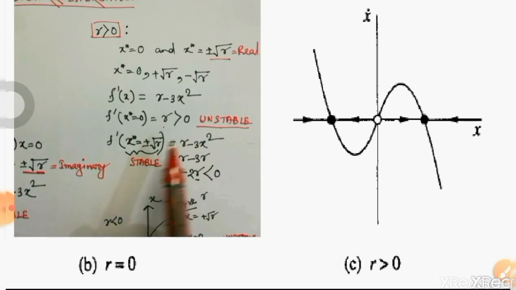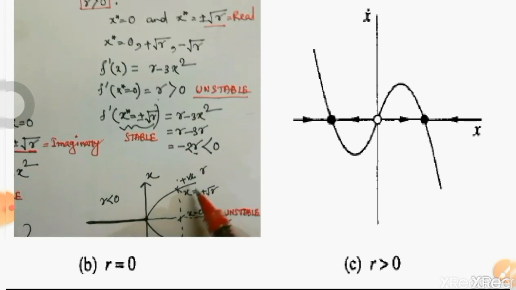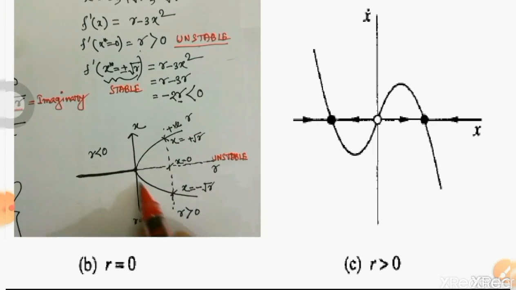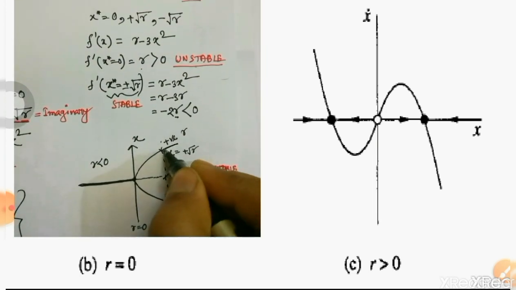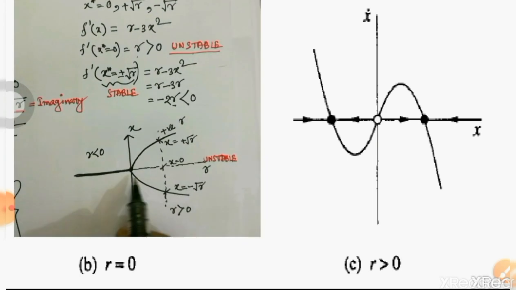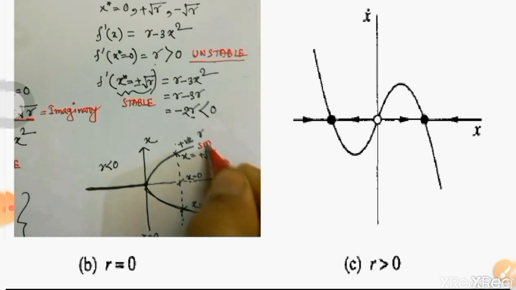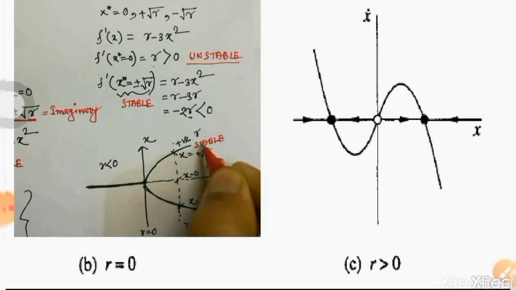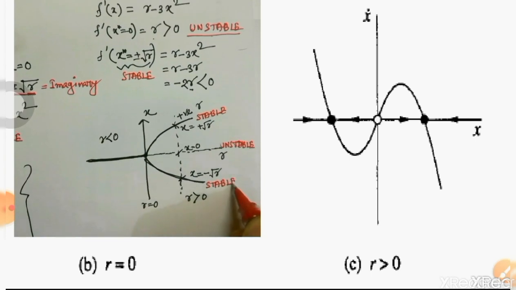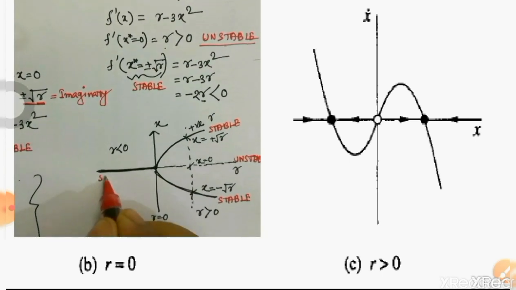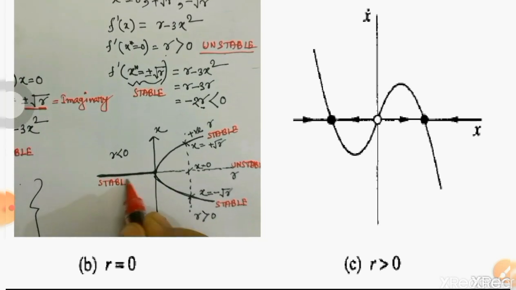And for x equal to plus or minus root of r, these are the stable fixed points. So these are plotted as a solid line. This represents stable fixed points. This also represents stable fixed points. When r is greater than 0 and when r is less than 0, then also it is stable fixed points.